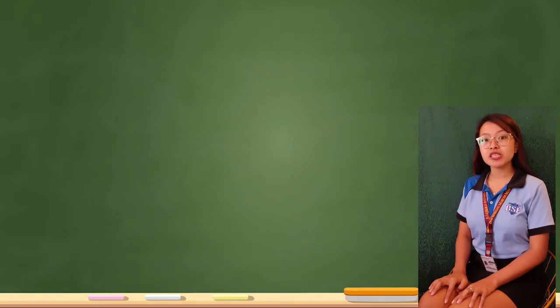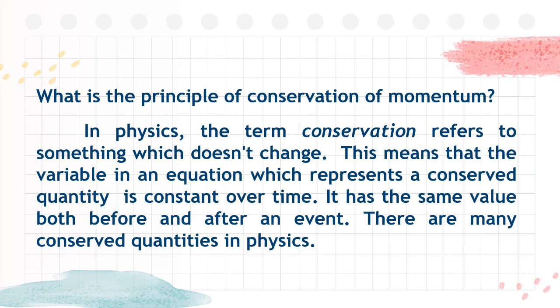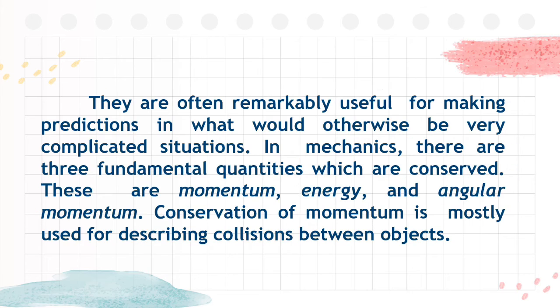So, what is the principle of conservation of momentum? In physics, the term conservation refers to something which doesn't change. This means that the variable in an equation which represents a conserved quantity is constant over time. It has the same value both before and after an event. There are many conserved quantities in physics. They are often remarkably useful for making predictions in what would otherwise be very complicated situations.